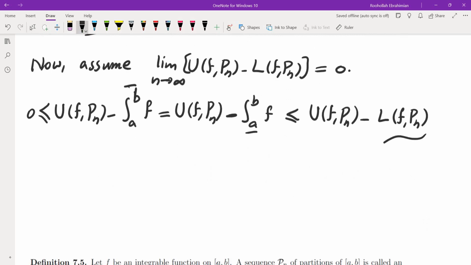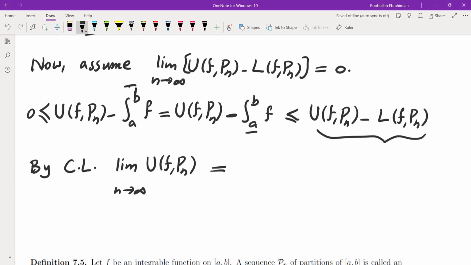However, this guy approaches 0. So by the comparison lemma, the limit of the upper sum as n approaches infinity is in fact equal to the integral from a to b of f. This approaches this quantity because this one approaches 0 by the comparison lemma.